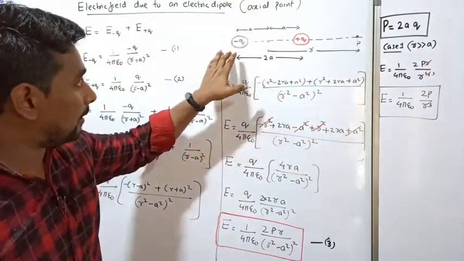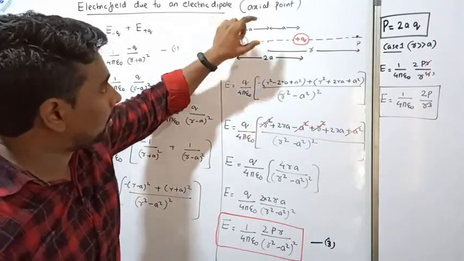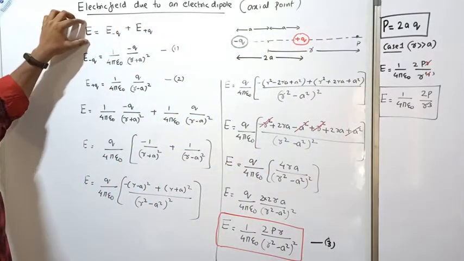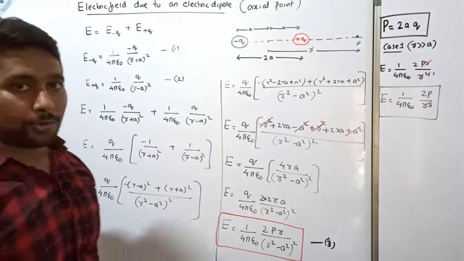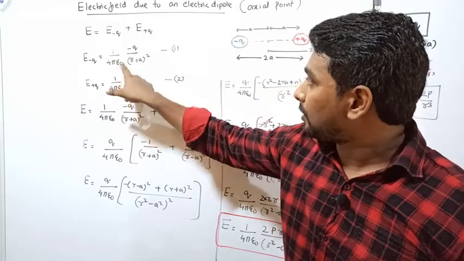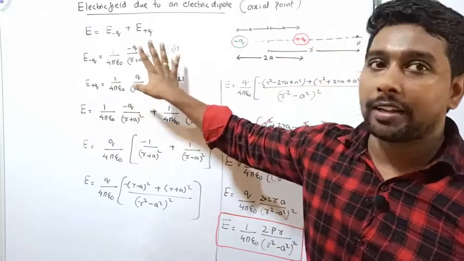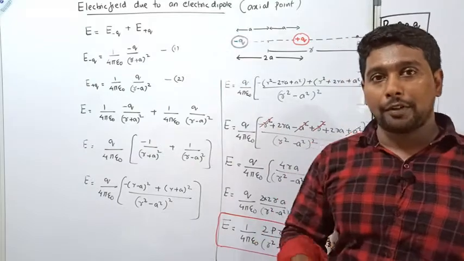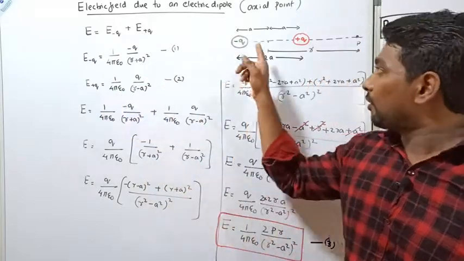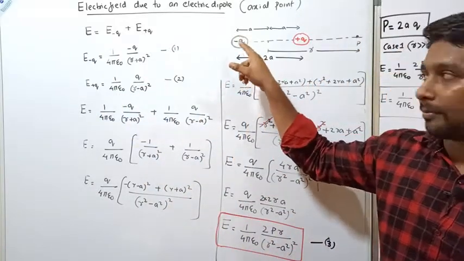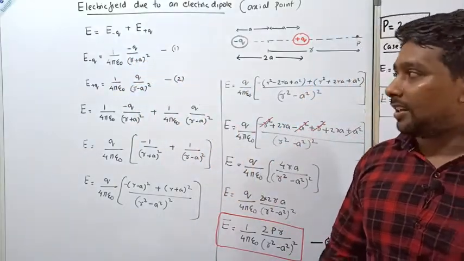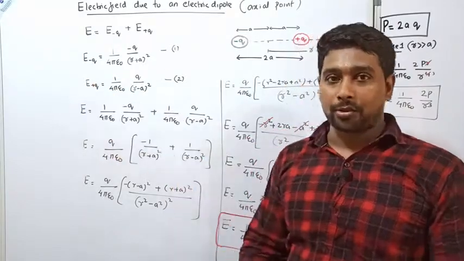You have to take the sum of the electric field due to this charge over here and the electric field due to this charge over here. That means total electric field will be E is equal to E minus Q plus E plus Q, right? Electric field due to minus Q is equal to 1 by 4 pi epsilon 0 minus Q by r plus a the whole square. How will you write this equation? Because we already learned electric field due to a point charge. Using that equation, how will you write that? In a similar way, you write the equation for the electric field due to the other charge.